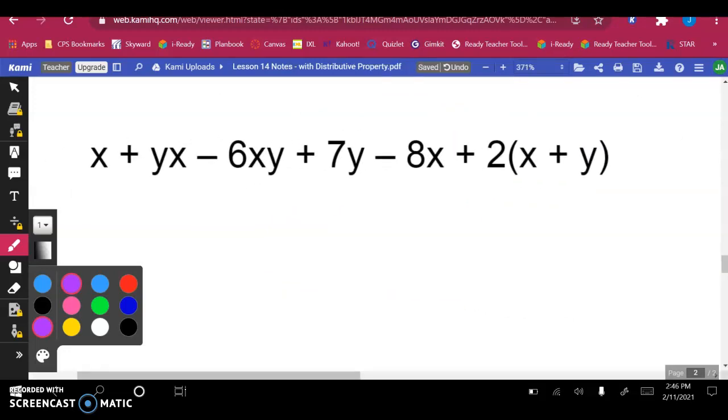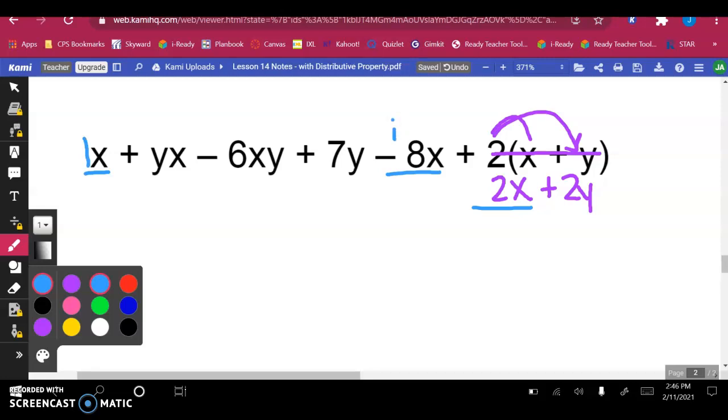All right, this is a long one. So I see the distributive property here, so I'm going to go ahead and simplify that first. So 2 times x would be 2x and 2 times y would be 2y. So now this is gone and we have 2x plus 2y there. So now let's go through and find everything that has an x. So I have 1x and I have negative 8x and a positive 2x. So 1 minus 8 would be negative 7. Negative 7 plus 2 would be negative 5x.